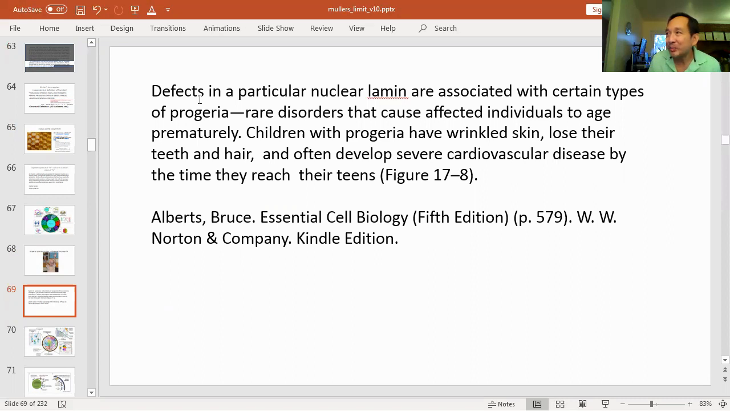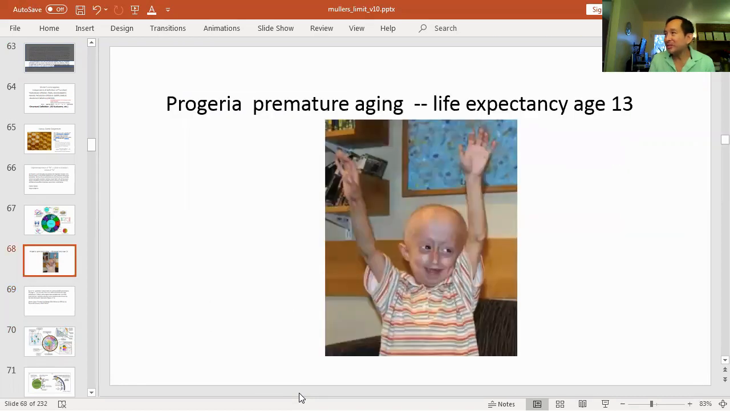It says, defects in a particular nuclear Lamin are associated with certain types of progeria, rare disorders that cause affected individuals to age prematurely. Children with progeria have wrinkled skin, lose their teeth and hair, and often develop severe cardiovascular disease by the time they reach their teens. It's really sad. Many of them don't live very long. Life expectancy is age 13. So if it's one particular gene that's very critical, the effect could be really, really bad. It's not necessarily the number, it's which genes.